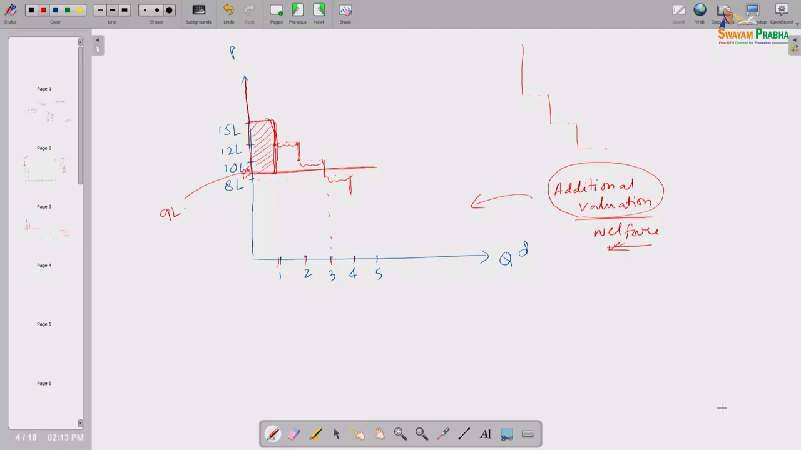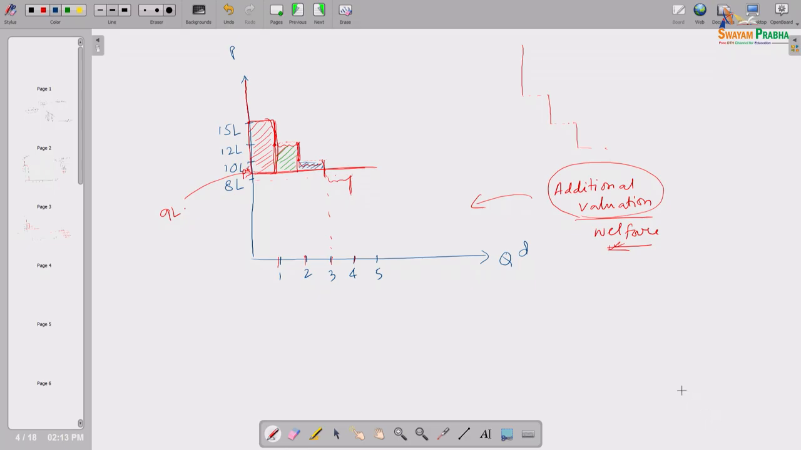Second person, how much welfare is he gaining? Definitely his willingness to pay is 12 lakh, but he is also paying 9 lakh only because 9 lakh is the market price. So, this green colored shaded area is the second person's welfare generation by participating in the market. And exactly the same way, this blue color shaded area is the third person's welfare generated.